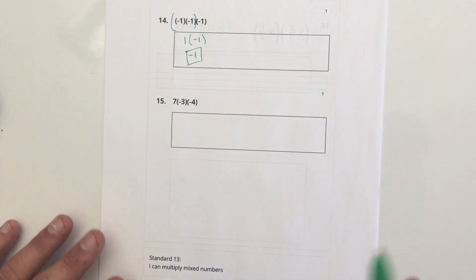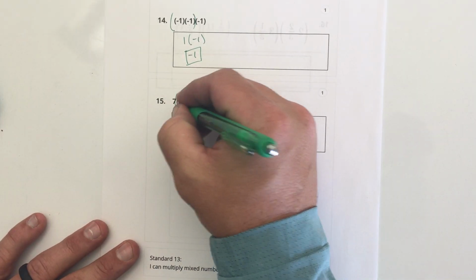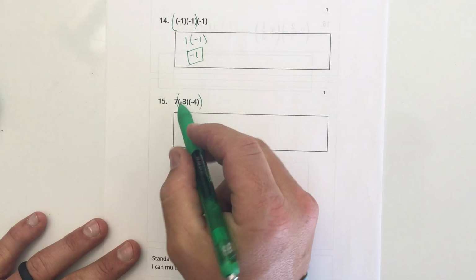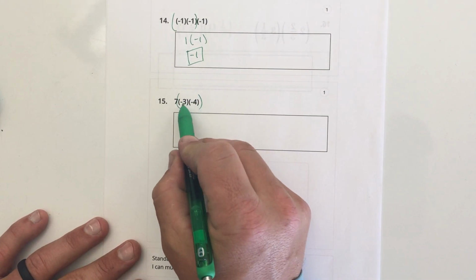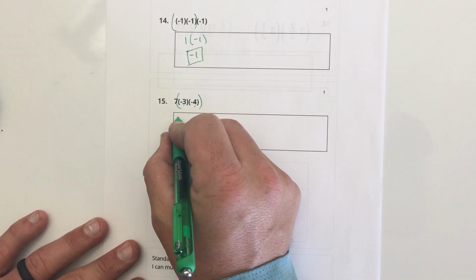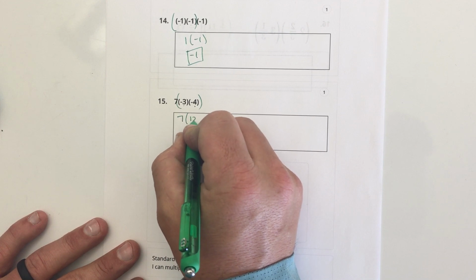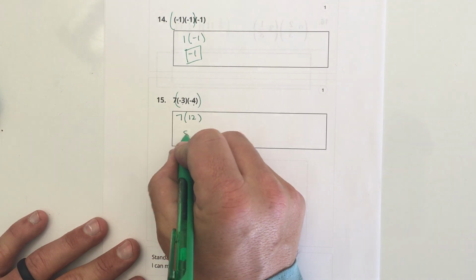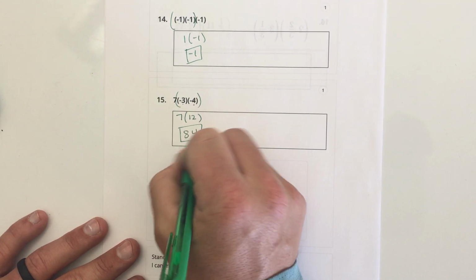If we look at this next problem, anytime we have an even number of negatives, I'm going to group these two, again, using the associative property. Negative 3 times negative 4. A negative times a negative is a positive, so this is the same as 7 times 12, both positive. So our answer is 84.